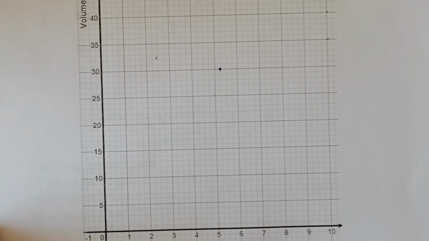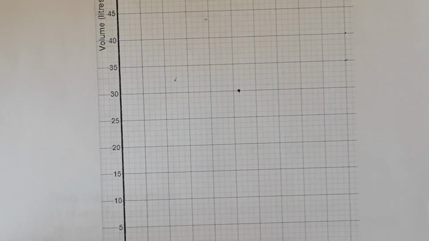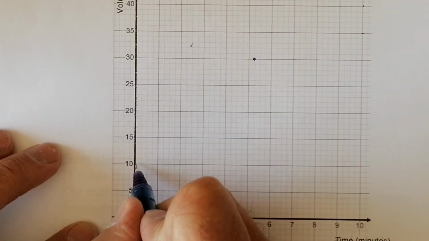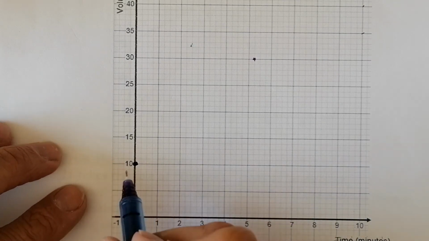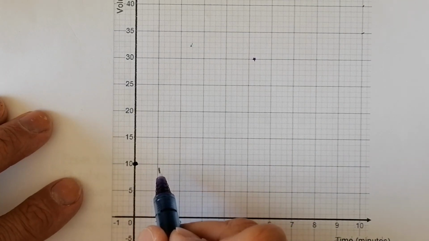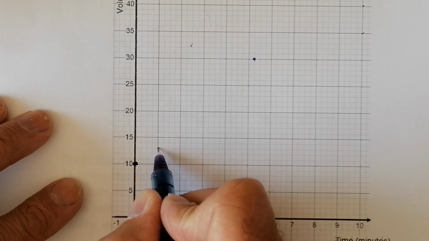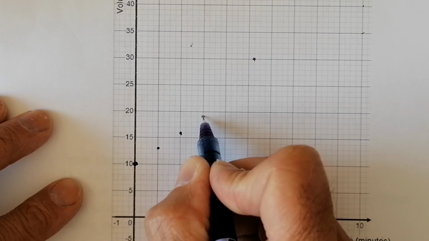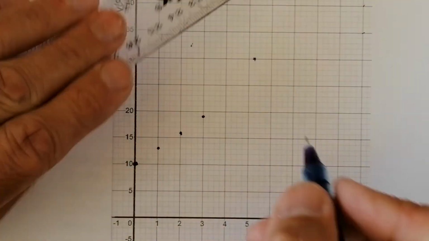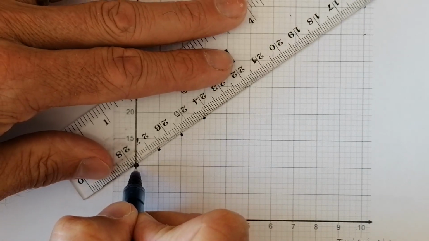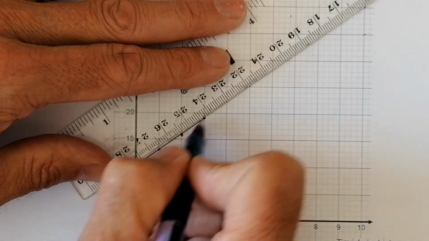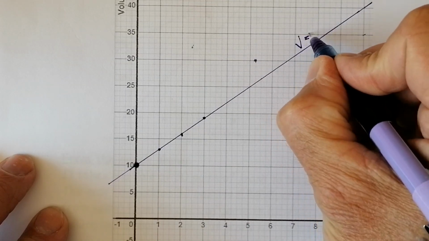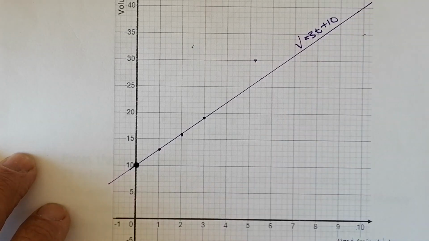Okay, so the first equation was V is equal to 3t plus 10. I'm going to start at 10, and every time I move along 1, I'm going to move up 3. So 1 along, 3 up, there. 1 along, 3 up, that takes me to there. 1 along, 3 up would take me to there. And I'll draw a straight line through all of these points, so it should take me about there. So this line here is V is equal to 3t plus 10.